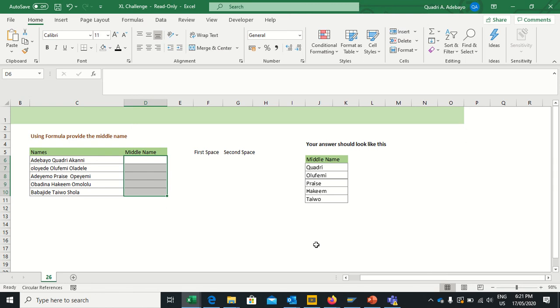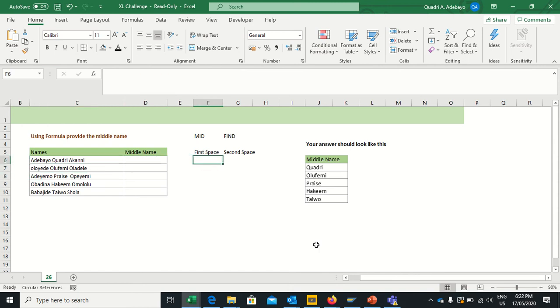Hello everyone. So this is a solution to the question shared with you some days back. I'm going to take a simple way of getting this done and try to combine the formula at the end of the sections. We are going to use the MID and FIND functions to extract the middle name within each of these cells.